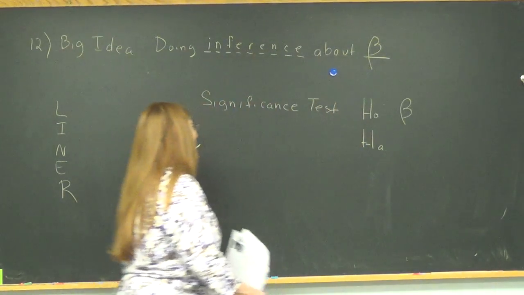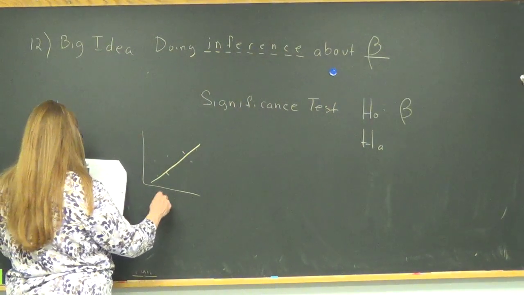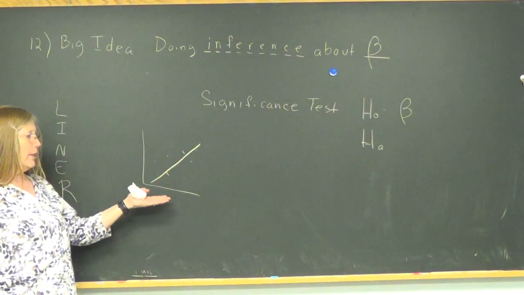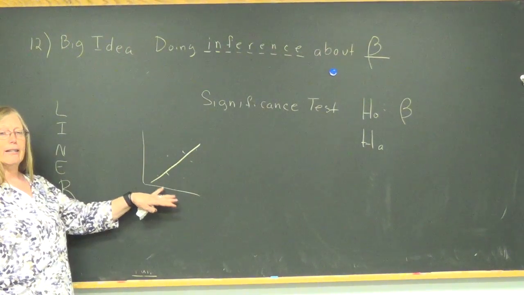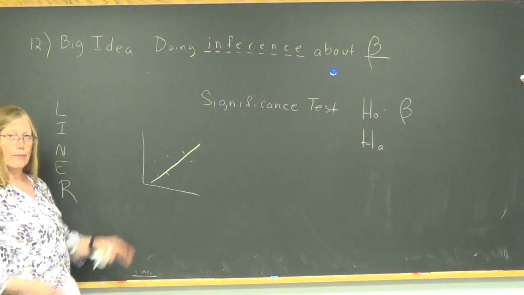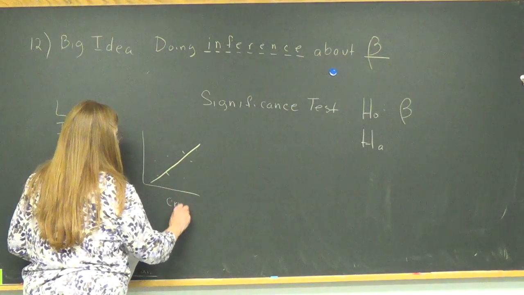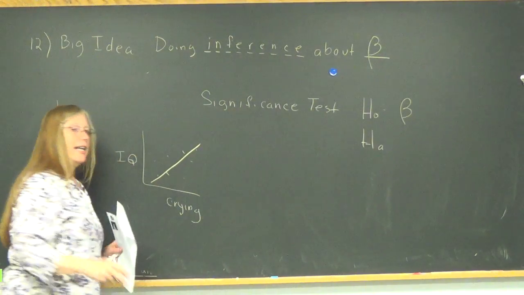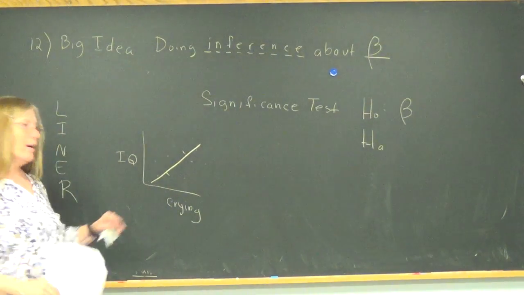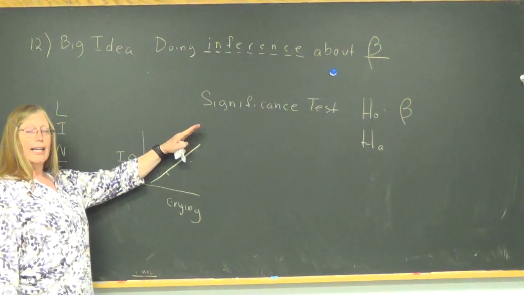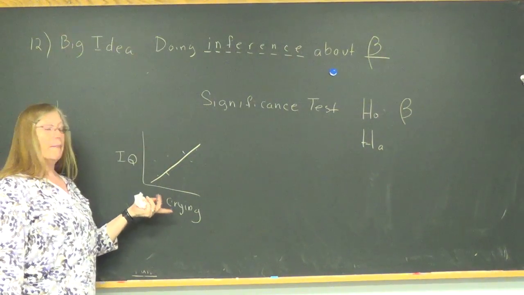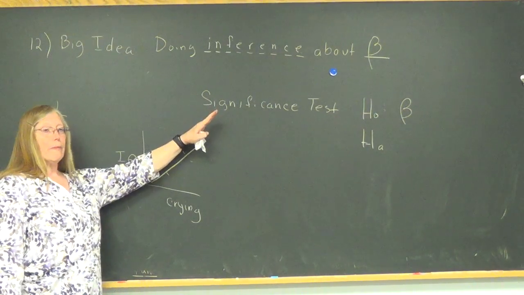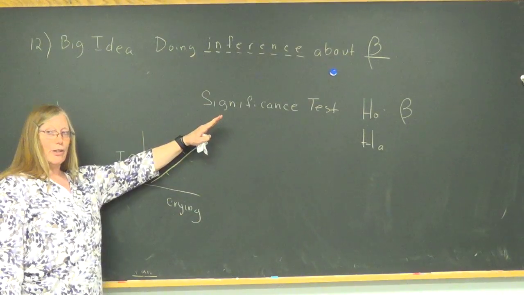If I wanted to say that, what would the slope of this line look like if there was no linear relationship between crying and IQ? What would the slope look like if there was no relationship? We have to try to answer that before I tell you. Scattered. Zero. A straight line. A straight line, yeah. Right.